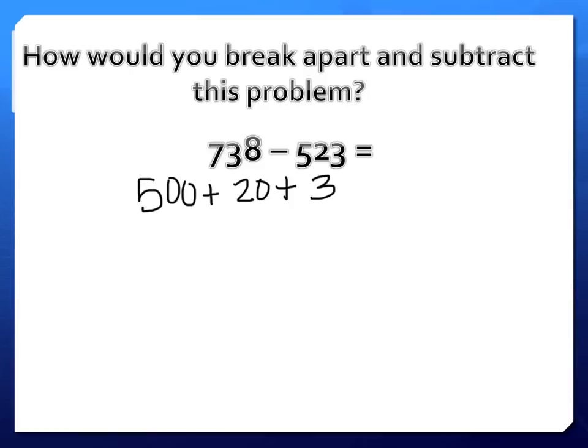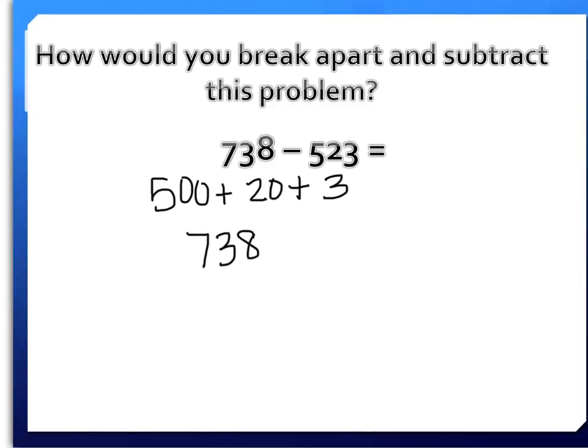Okay, I think we'll start with the ones again this time, but know that you can start with the hundreds if you would like to. So I'm going to start, and I'm going to write my first problem. 738 take away 3 is 735. Okay, let's move to our tens value, which is 20.